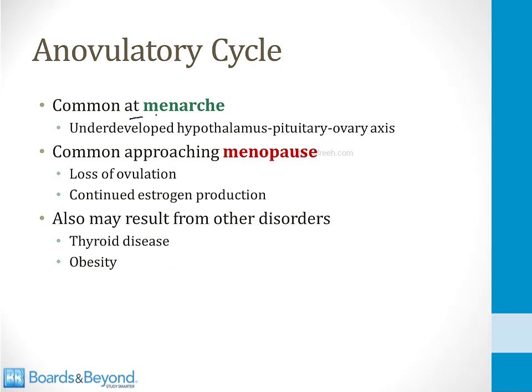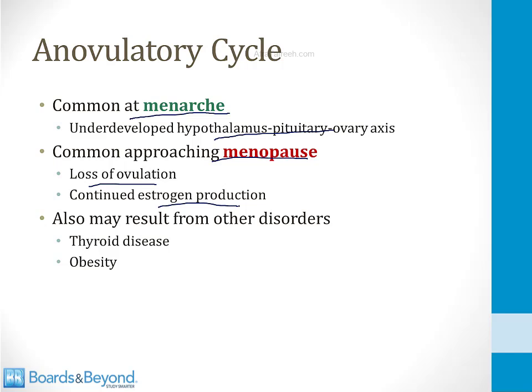Well, these are very common at menarche. At the start of puberty, there's an underdeveloped hypothalamus pituitary ovarian axis, and women will often have an anovulatory cycle, and they will begin menstruating with an irregular pattern. This is also common approaching menopause. At menopause, the ovaries have run out of eggs, so there's a loss of ovulation, but sometimes the ovaries still continue to produce estrogen, so you get anovulatory cycles.